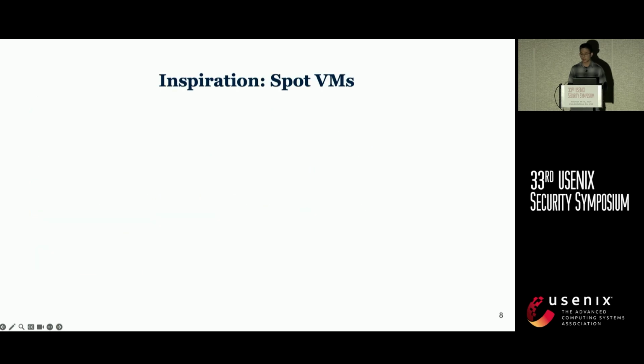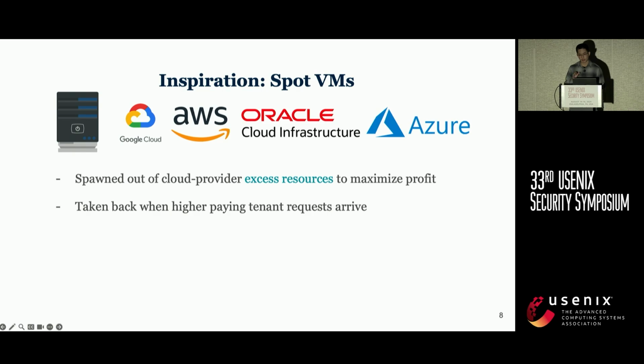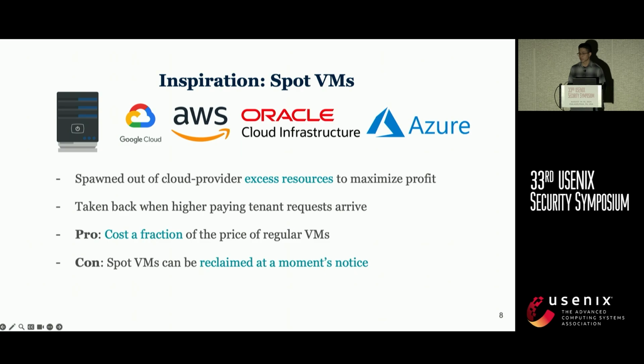So the inspiration of our paper came from this special class of virtual machines called Spot virtual machines that are available in most major cloud providers at the moment. These Spot VMs are spawned out of cloud provider excess resources just in time to maximize profit. But at the same time, they can be taken back from the user when higher paying tenant requests arrive. So the pro here is that these machines cost a fraction compared to regular virtual machines. But a con is that Spot VMs can be reclaimed at a very short notice.